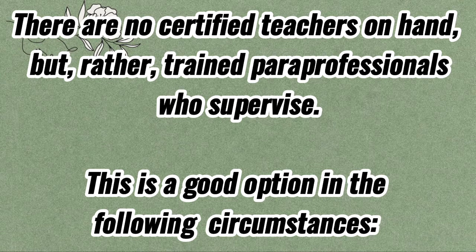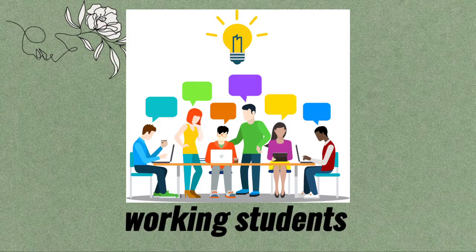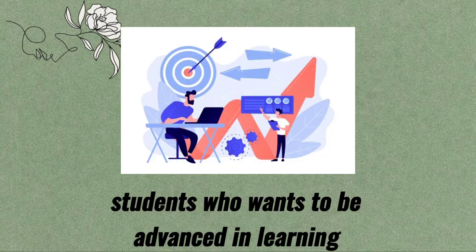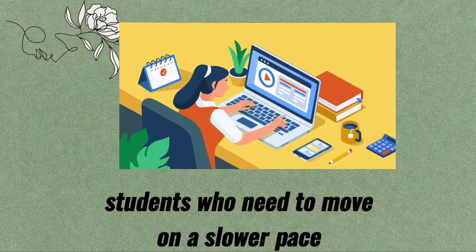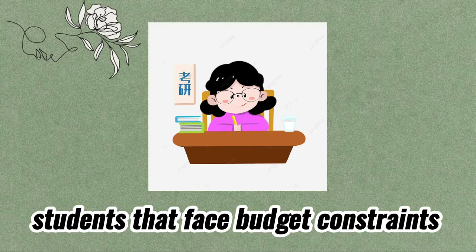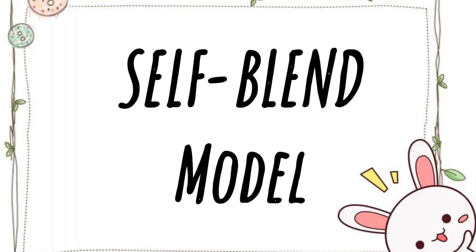This is a good option in the following circumstances. Working students, students who want to be advanced in learning, students who need to move at a slower pace, students that face budget constraints. Number 5. Self-blend model.